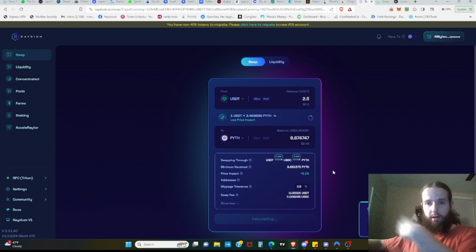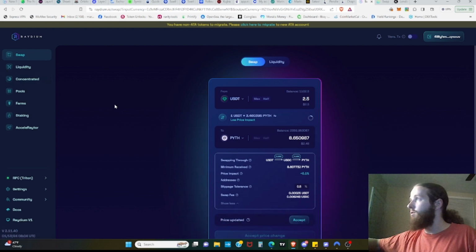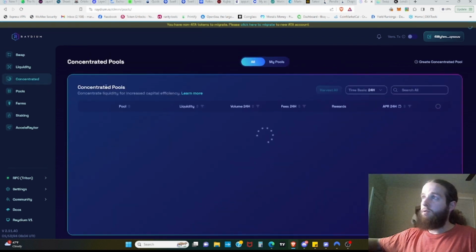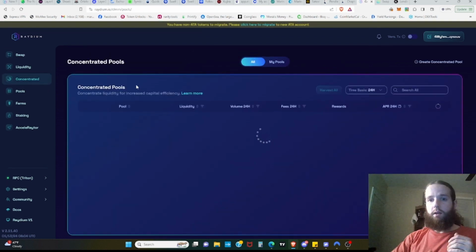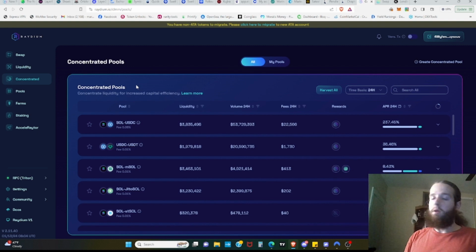Now I'm going to show you what providing liquidity is. So let's jump over to concentrated. What concentrated liquidity is: originally a lot of these DEXs were made with AMMs, which is automated market makers. Some of them still are, but the majority of them are now switching over to CLMM, which is concentrated liquidity market maker.